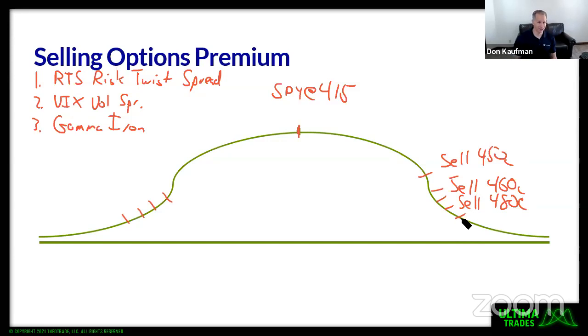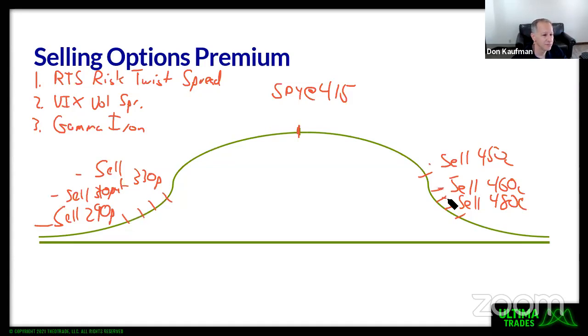All I'm trying to do is emphasize I am layering in a couple of positions simultaneously. Simultaneously, I might sell something like the 310 puts. I may sell the 290 puts. I may sell, for instance, the 330 puts. So all of these different positions are minuses. Why are they minuses? Because I'm selling.